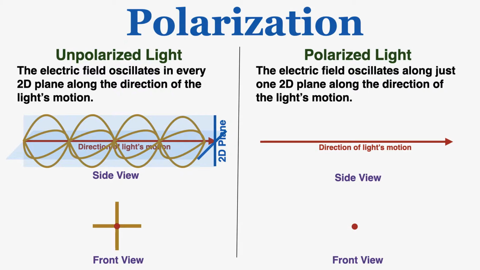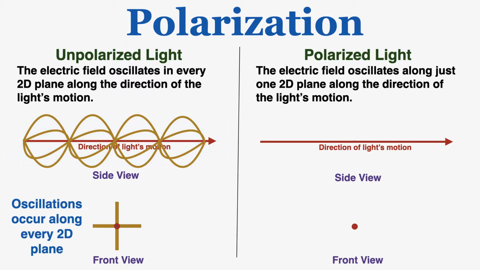If you look at the bottom, I have a view of the light from the front. So you can see right now I have the electric field oscillating up and down and left and right. But in unpolarized light, that oscillation actually happens along every possible two-dimensional plane. So any line that I choose would have an oscillation on it. So that's the definition of unpolarized light. In unpolarized light, the electric field oscillates along every 2D plane along its axis of motion.